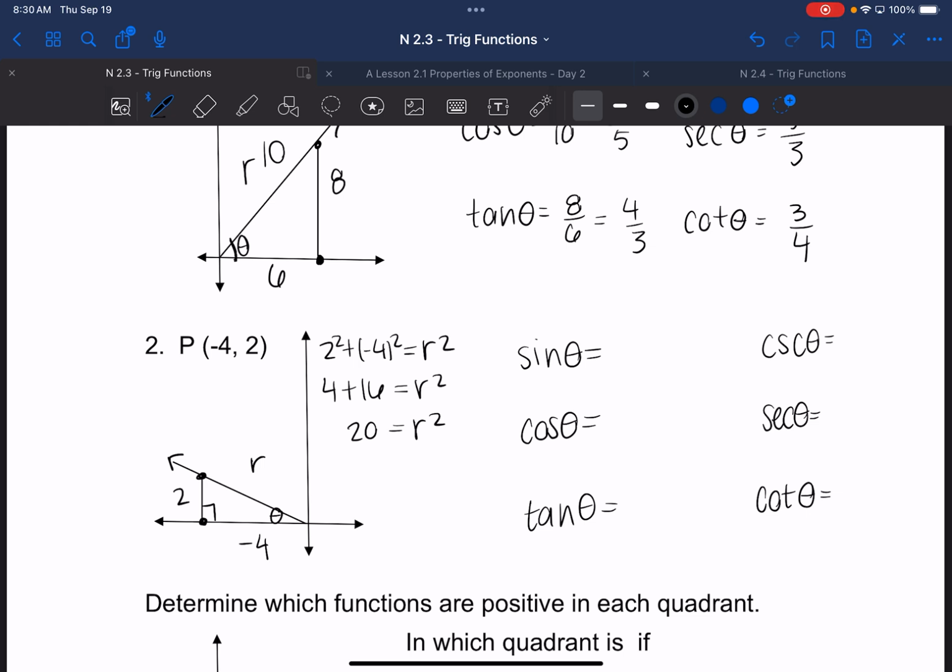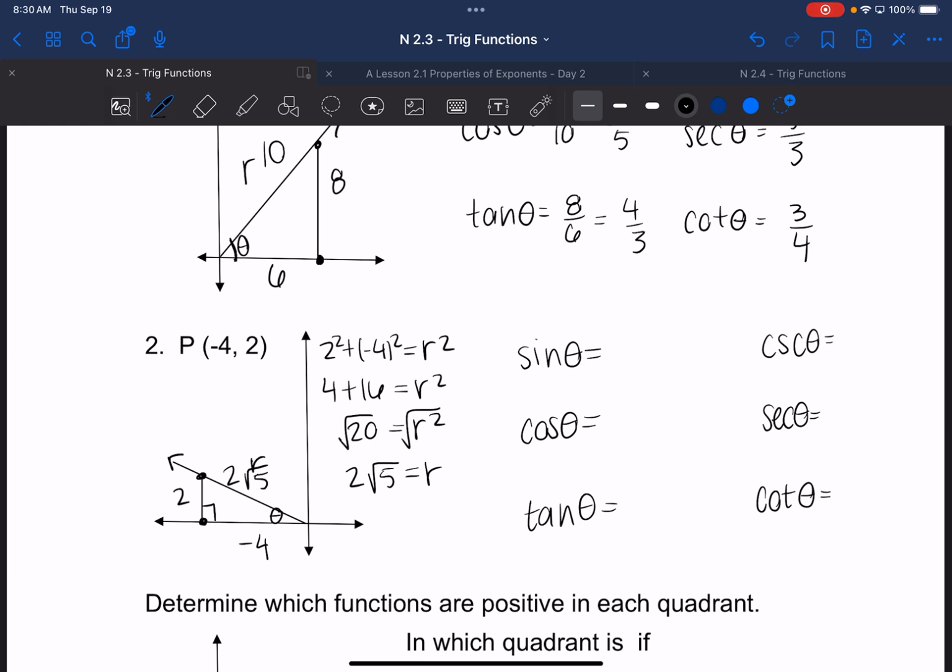And I need r, so I would take the square root. There is no perfect square root of 20, but I could simplify it, right? What multiplies to give me 20 and has a square root? 4, right. The square root of 4 is 2, but the 5 does not, so the 5 stays behind. So our radius is 2√5.